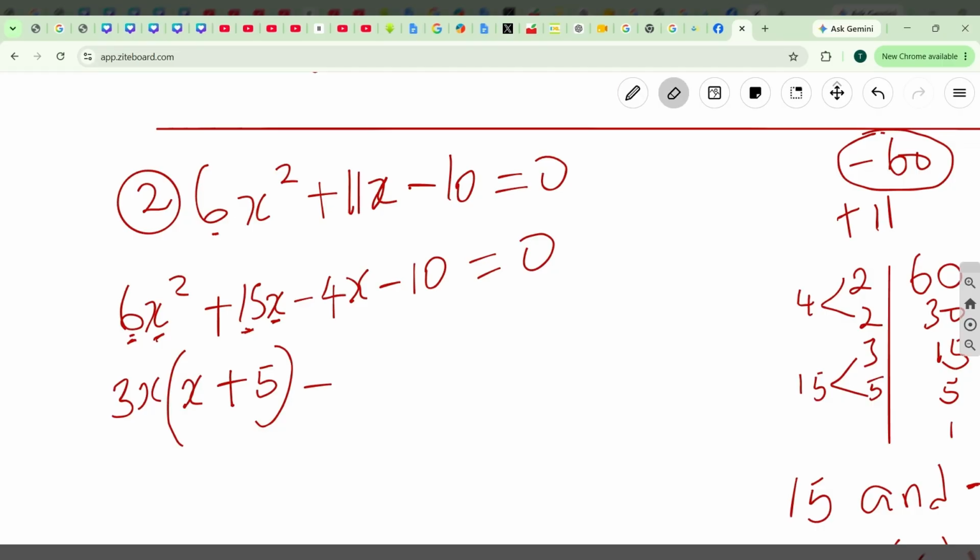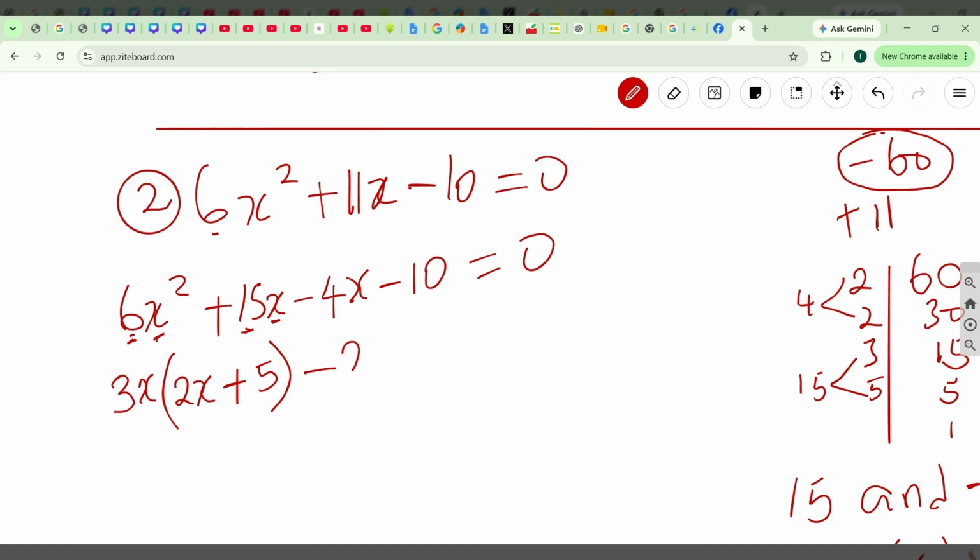Okay, let's get back to this. So if I look at what's common here again, between 6 and 15, what's common there is 3. And what's common between x squared and x is just x. So what's left here is 2x, because 3x multiplied by 2x is 6x squared, plus what's left is 5. And then negative. What's common between 4 and 10 is 2. X is not common between 4x and 10 because we don't have x on this side. So I'll just write only what's common, which is 2, and then I open my bracket. So what's left is 2x minus 5.